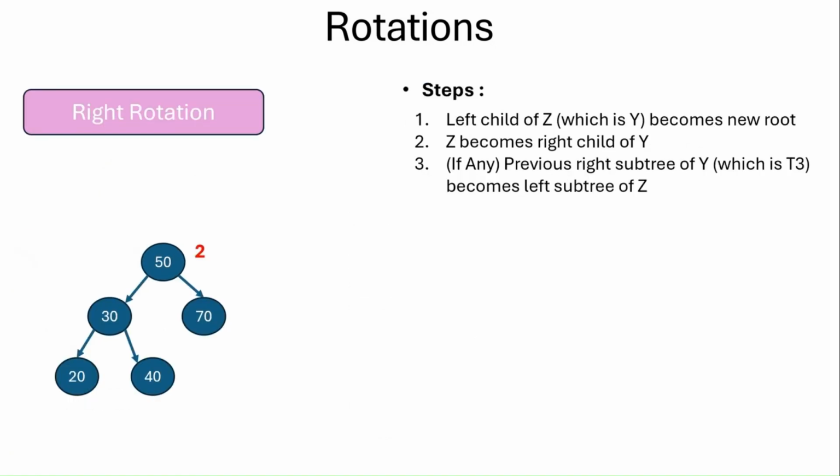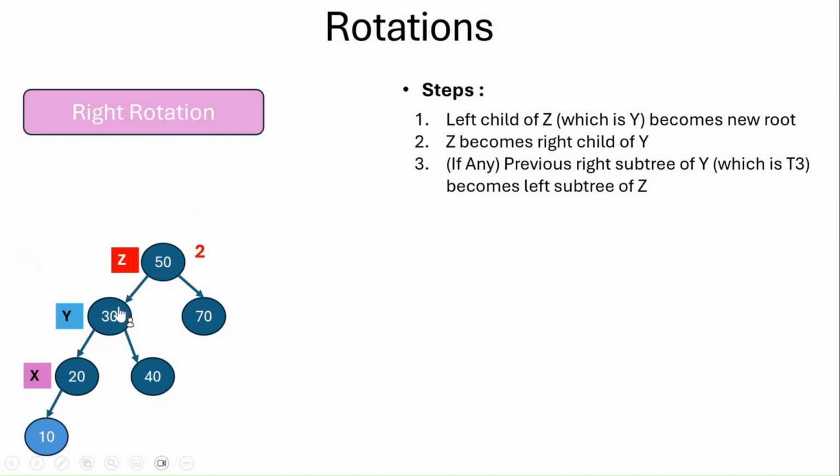Let's understand with the example, right? So these are the steps we know. So this is the example. So this tree is, let's say we add 10 here. So the balance of the tree becomes 2, which is unbalanced, right? And then we need to find Z, Y and X. So what are Z, Y and X here? So Z, Y and X is this.